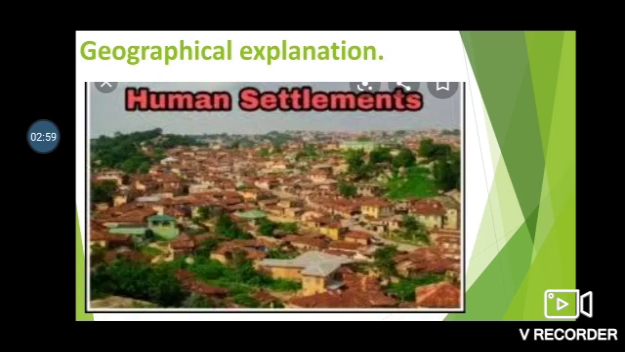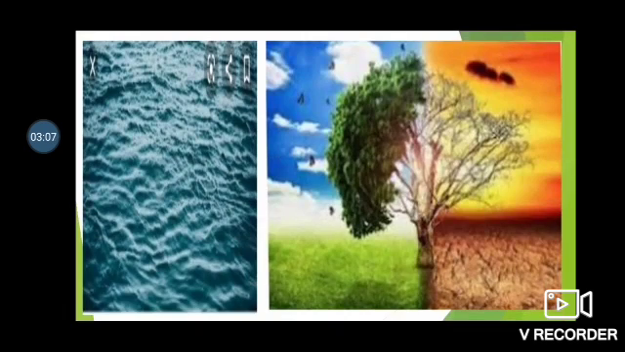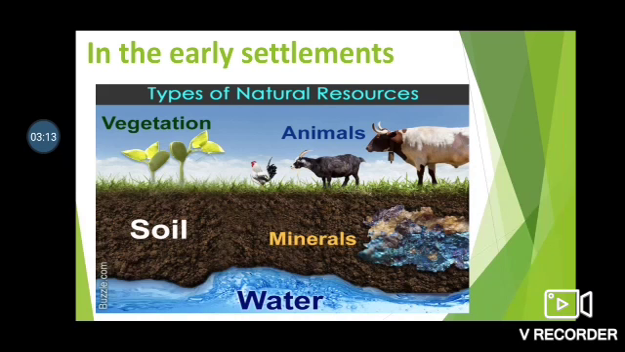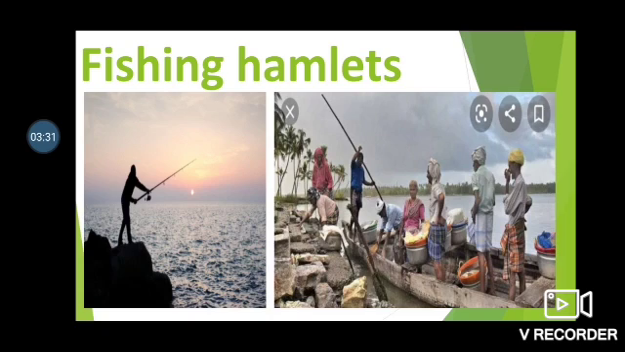Now, geographical explanation. Human settlements flourished at places with favorable geographical conditions such as availability of water, a conducive climate, fertile land, etc. In the early settlements, the occupation of the people was dependent on the locally available natural resources. This gave rise to separate settlements of people engaged in particular occupations. For example, people along the sea coast are engaged in fishing. Their settlements came to be known as fishing hamlets, or they were called koliwadas.